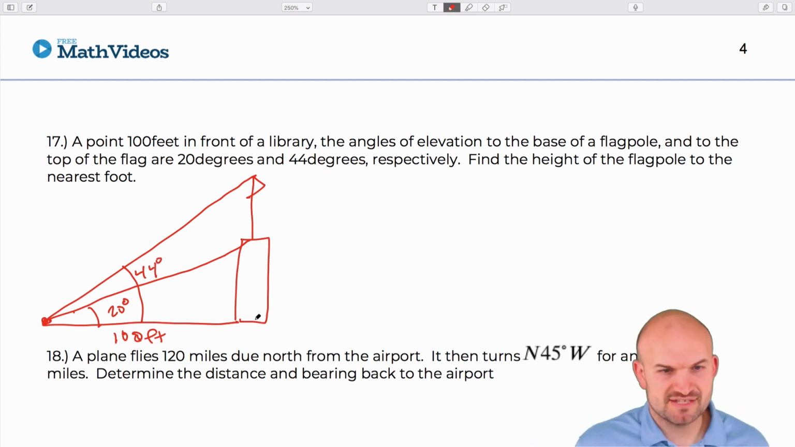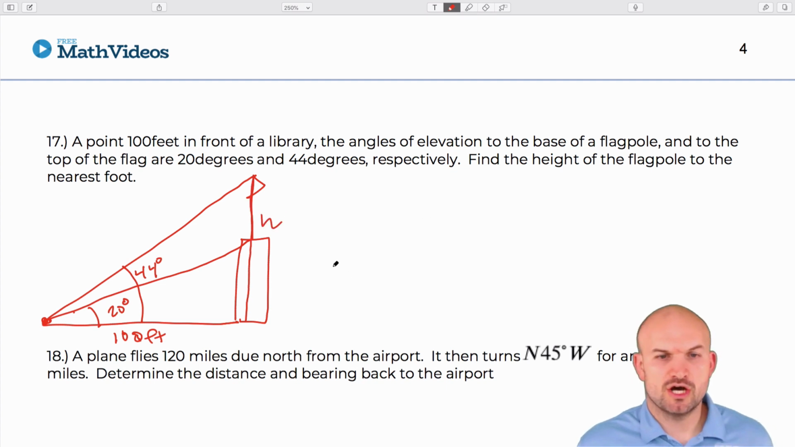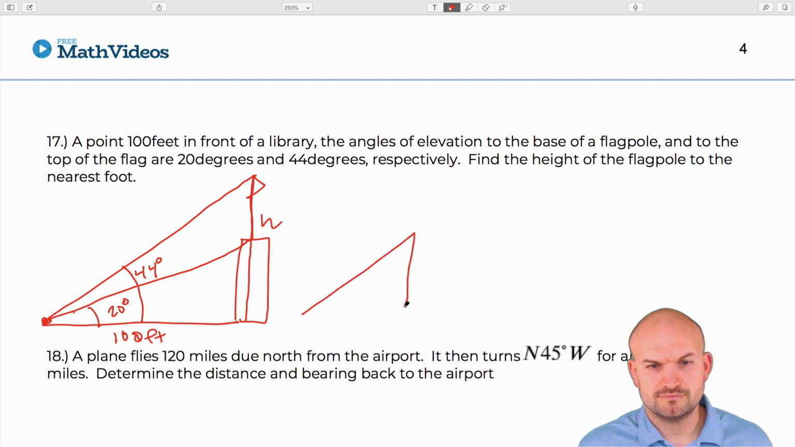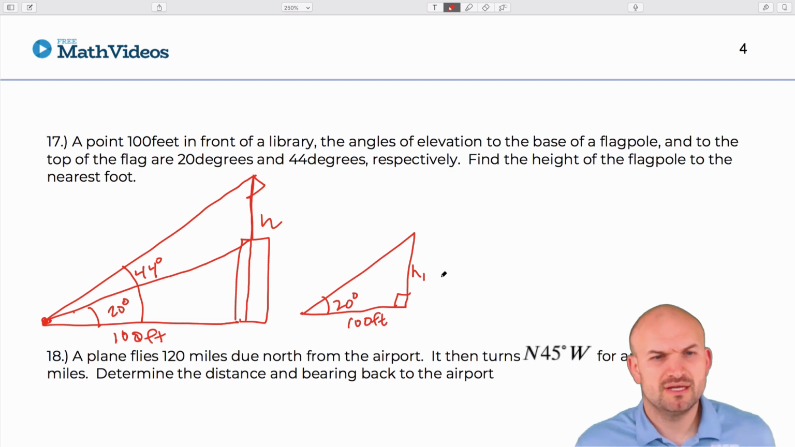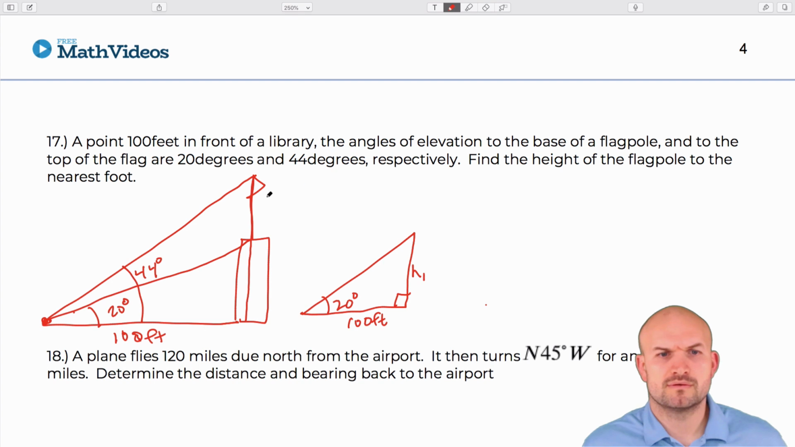And now what they're asking us is find the height. So we're going to find the h. So what might be helpful in this case is to draw two separate triangles here. So this is going to be 100. That'd be 20 degrees. And then that could be height 1, because that's not the height of the flagpole. We just need to find the height of the flagpole, okay.